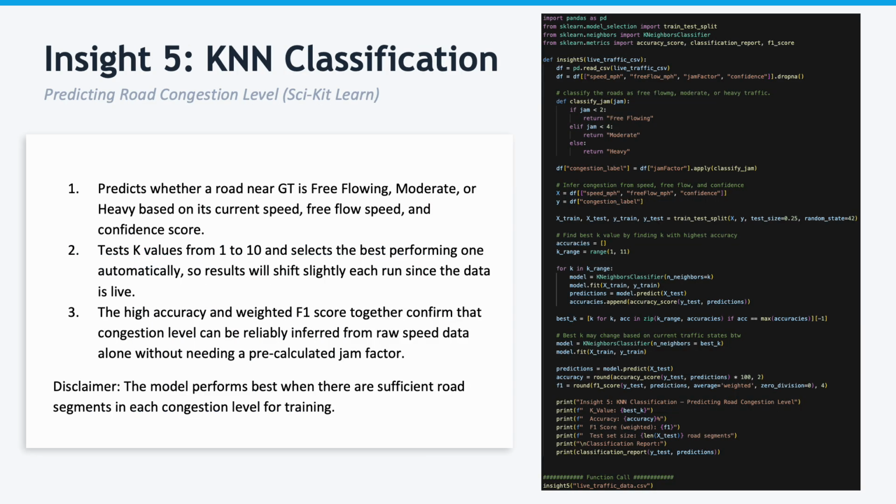For Insight 5, I use a K-nearest neighbors classification to predict whether a road near GT is free-flowing, moderate, or heavy congestion level based on its current speed, free-flow speed, and confidence score. To find the best K-value, I look for the K-value with the highest accuracy, which I code into the insight so that each time the live data is run, I can find the best K-value. The high accuracy and weighted F1 score together confirm that congestion level can be reliably inferred from raw speed data alone without needing a pre-calculated jam factor.